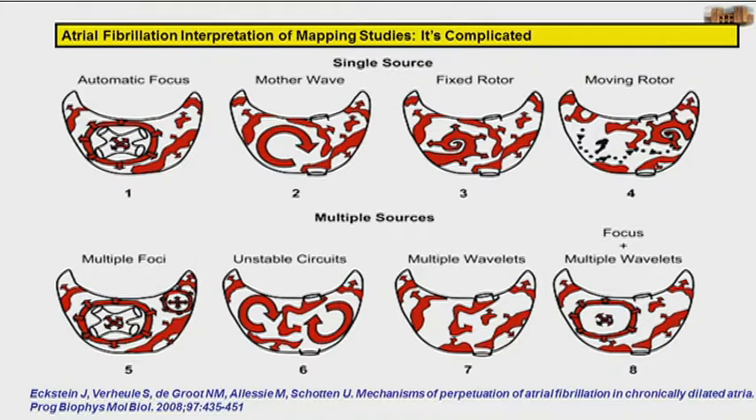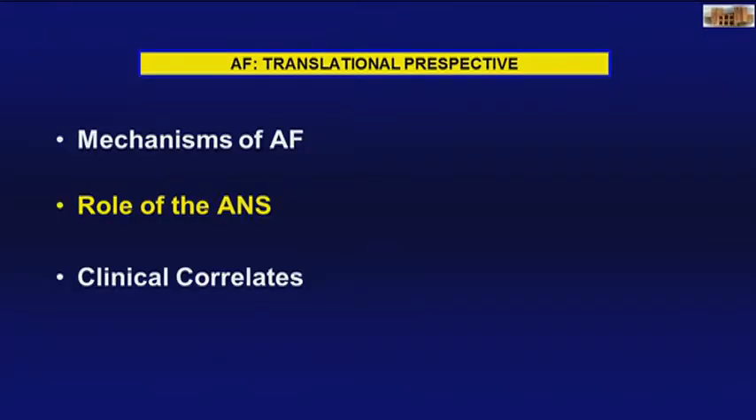Whether it's a single source, which can be automatic, mother wave, fixed rotor, moving rotor, or multiple sources where you can have multiple foci, unstable circuits, multiple wavelets, or sometimes you can have a focus with multiple wavelets, which occurs in the periphery of regions in terms of conduction. So we live in a very complicated world in terms of what you see in mapping of fibrillation.